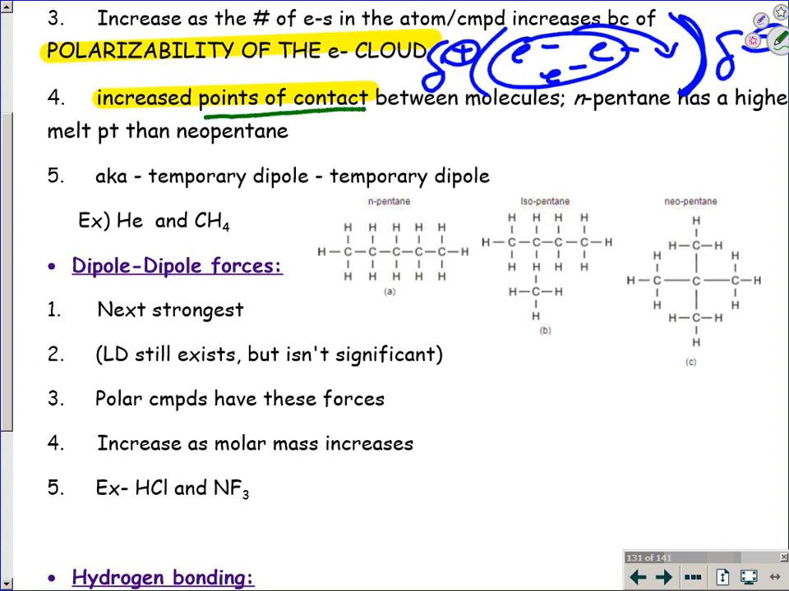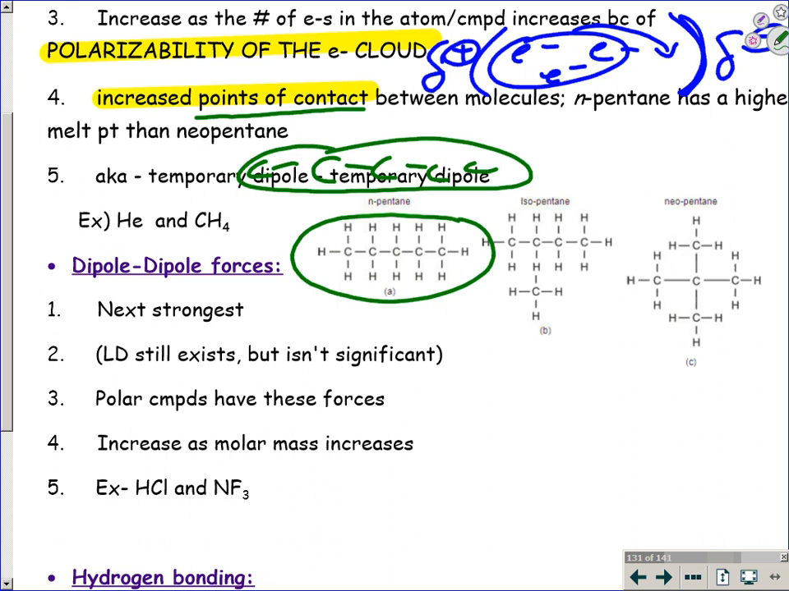The points of contact that an individual linear pentane can have with another pentane, these are all carbons, and the point of contact is all happening right here. That's where the London dispersion force would occur. That's a lot of contact. So think of it like a line. They can stack, stack, stack, stack, stack. So they have a lot of contact with each other. That would heighten their boiling point or melting point or whatever we're talking about here.